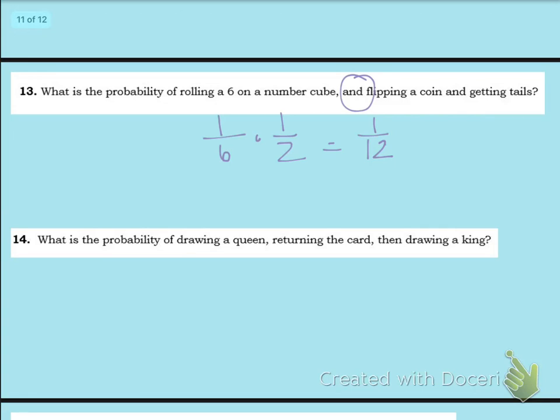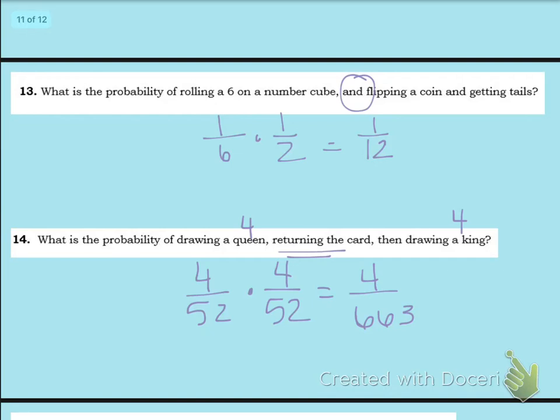Okay, what is the probability of drawing a queen? Well, I know there are 4 queens out of my 52. Okay, we return the card and then draw a king. There are 4 kings. I return the card, so I'm still at 52, and I still have 4 kings to pick from. So when we multiply those and simplify our fraction, we get 4 over 663. Just make sure you simplify that fraction.